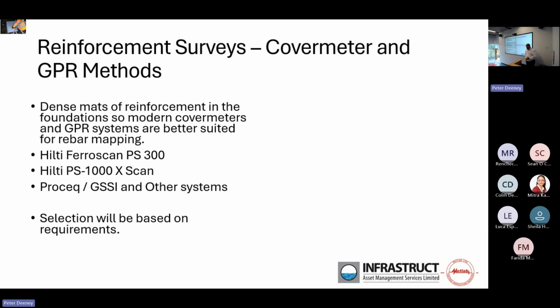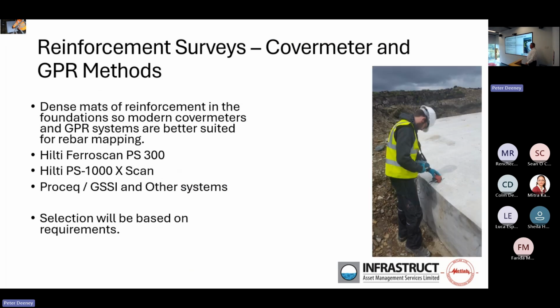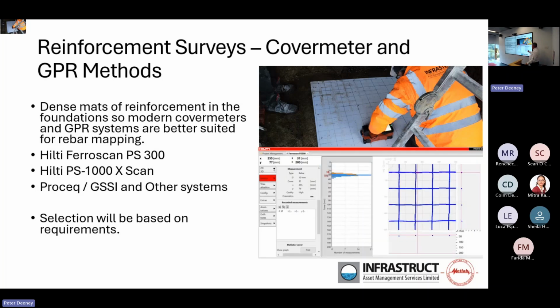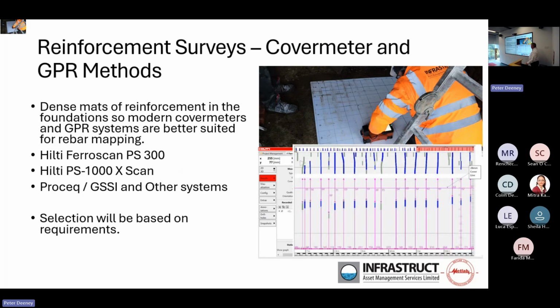These structures, as you guys know, are very heavily reinforced. So the old-fashioned simple cover meters are not going to actually cut it anymore. We need to be going to the more high-end, the likes of the Ferroscan PS300, PS1000, or ground penetrating radar, where you can get very clean, crisp images of the reinforcement beneath the surface. Again, this is non-destructive, and with a little bit of post-processing, we can estimate rebar diameter, relating that back to the design information. We can get spacing, we can get cover.